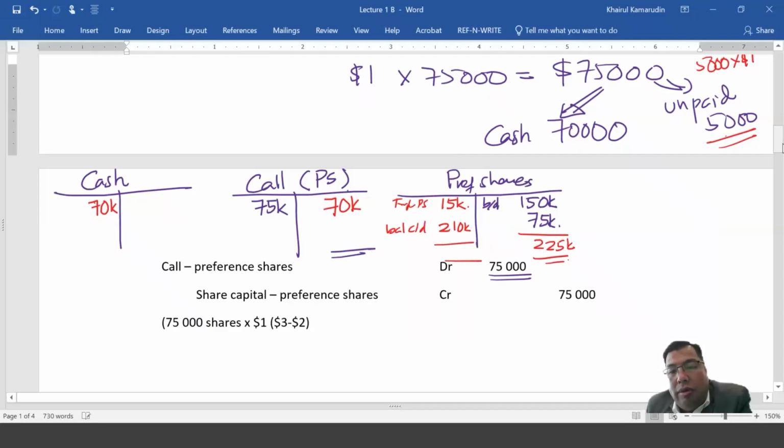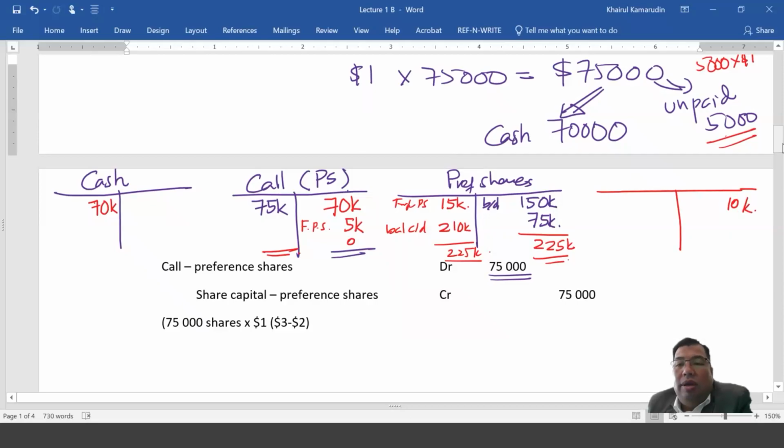Yeah, it will be 225,000. Okay, and this 5,000 I'm going to use to close my call account. So my call account, this one, forfeited preferred shares, will be zero. So zero balance for that. And I'll create another account, a reserve account. This is another reserve account. The balance is 10,000.